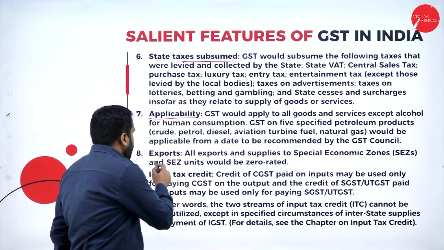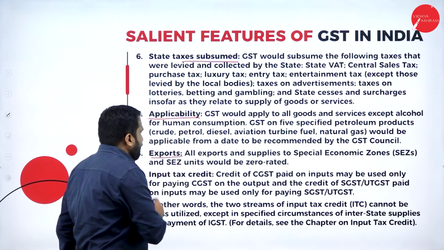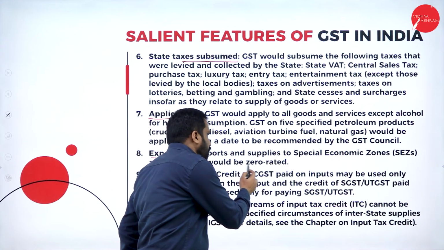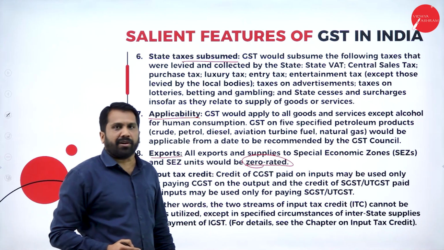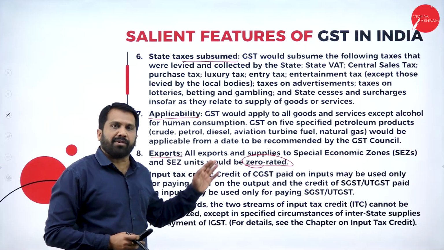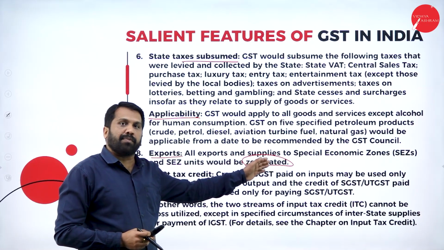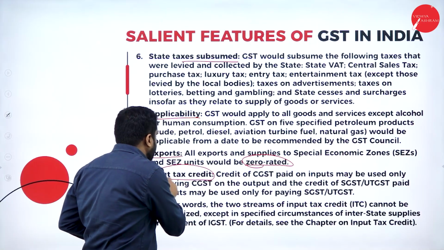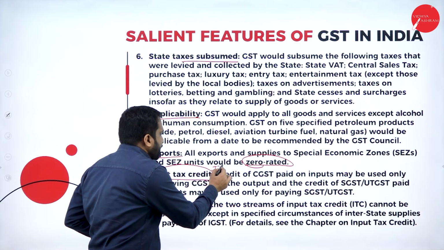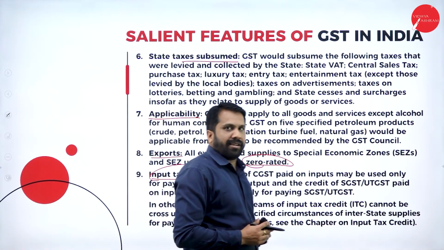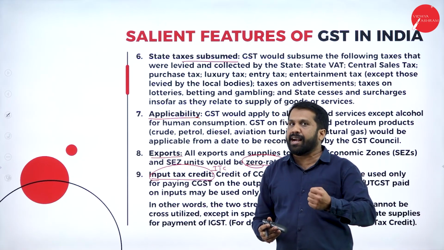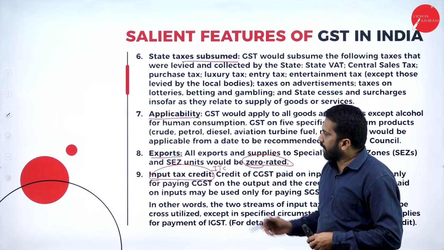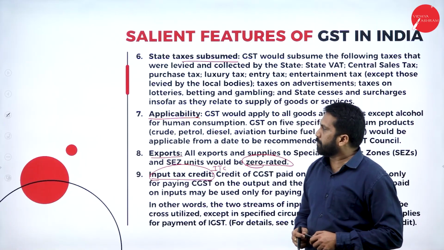Then exports. In the case of export, IGST will again come, but it is zero rated. Why? Because we have a separate tax called custom duty, which is levied on all imports and exports. Then input tax credit, we also call it ITC. Input tax credit means if you paid excess tax, extra tax, that will be called credit. That credit can be used for further use.